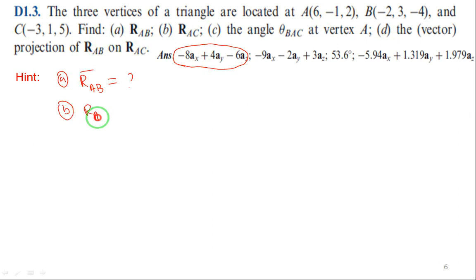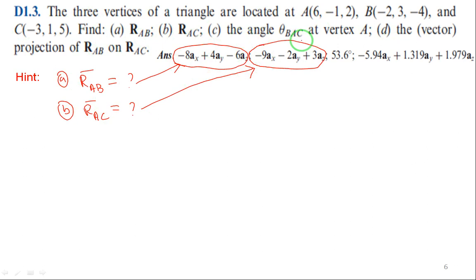Part B, they asked for RAC. Similarly, how you calculate RAB, you calculate RAC. This is the distance vector. Point A you know, point C you know, apply the distance formula and write down the RAC vector, the distance vector. So this is the answer for this. So this is vector RAB and this is vector RAC, you will get it.